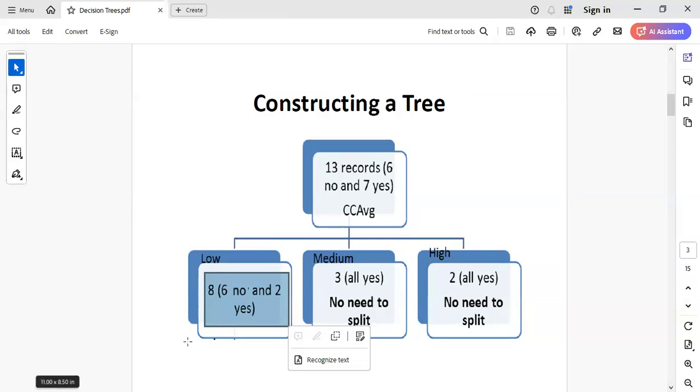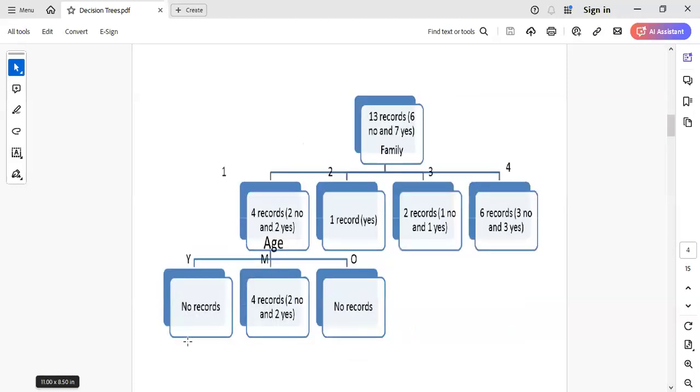Okay, so let me go through another example so that you will understand. Let us imagine that family is chosen as the root node. Family again has 13 records. So when we start with any root node, we have the same number of records, that is 13, out of which 6 are no, 7 are yes.